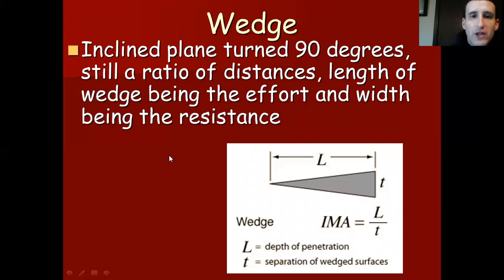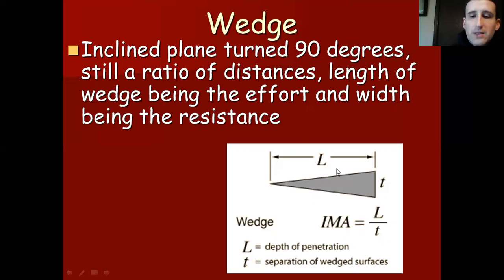Okay, the wedge. This is the last one, and we're not going to do any math with the wedge. We are rarely asked to do that in an introductory physics class, and by now you've seen 5 other simple machines, and therefore the math should be clear to you as to what you would be doing if you were doing the math of a wedge. It's just not something that we do very often.